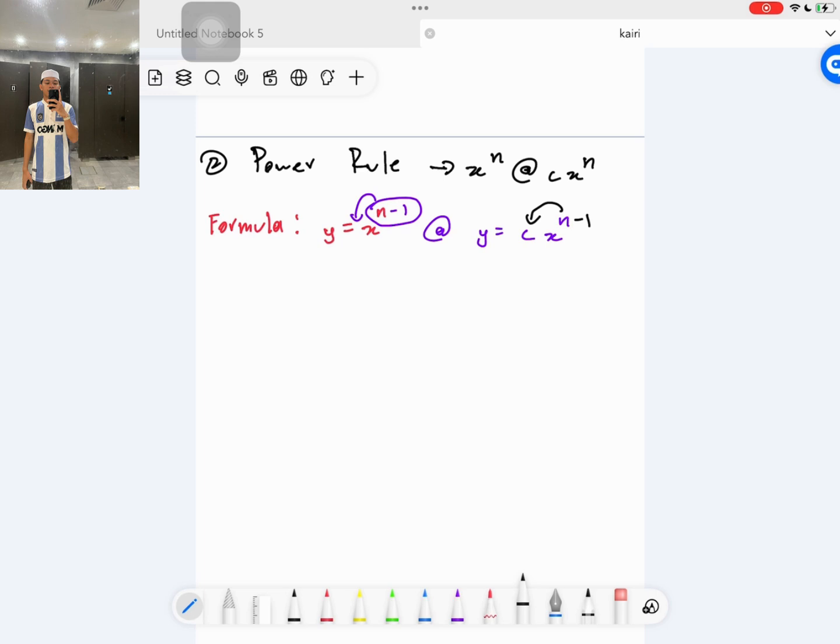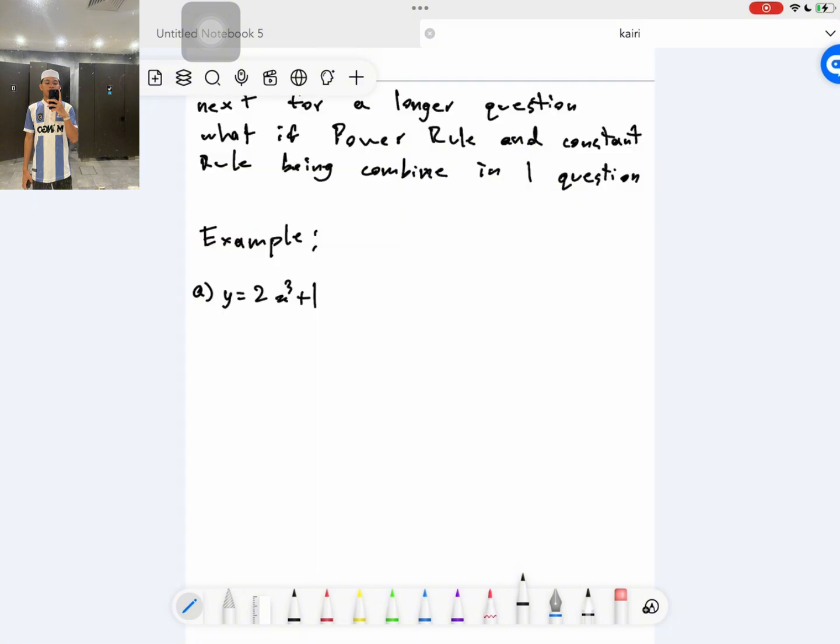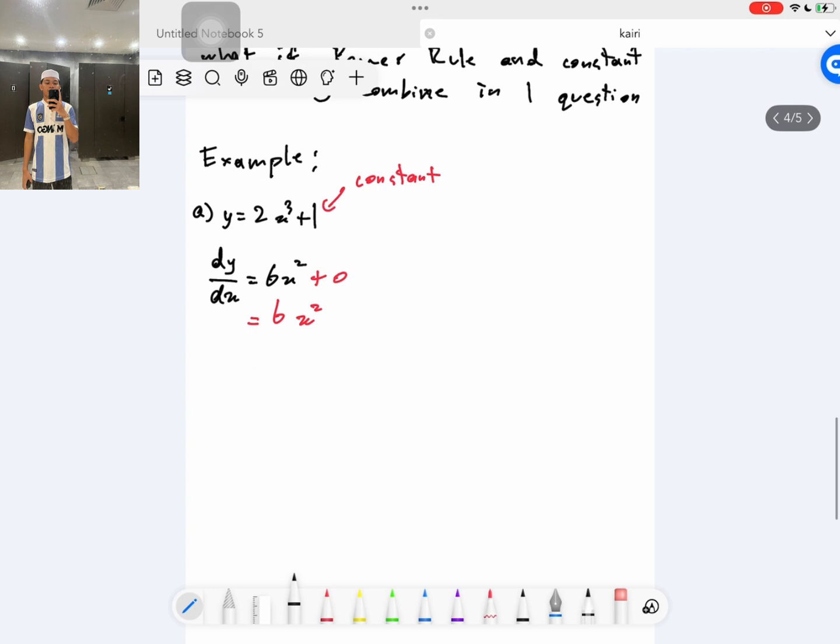Okay, for the second one is power rule. For the formula, y equal to x to the power n, the power n will multiply by the coefficient of the variable x, and the power will minus 1. For the example, y equals 2x to the power 3 plus 1. To solve this question, the power 3 will be multiplied by the number 2, so we'll get 6x, and the power 3 will be minus 1, so it will be 6x to the power 2 plus 0, because the 1 is a constant number.